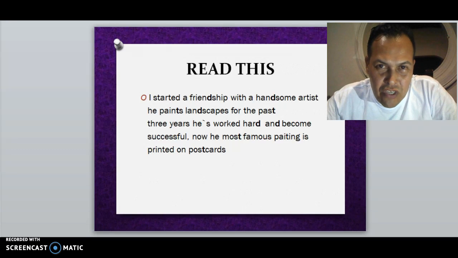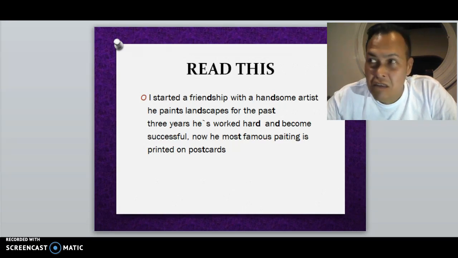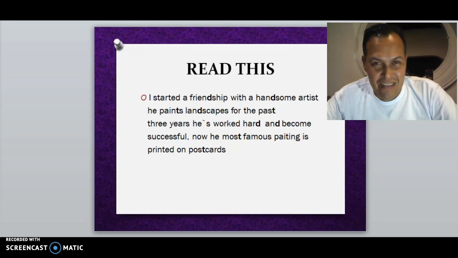Now we are going to read this paragraph, but with elision. Look at this. I start a friendship with a hands-on artist. He paints landscape for the past 3 years. He's worked hard and become successful. Now his most famous painting is printed in a postcard. You can see this is elision.